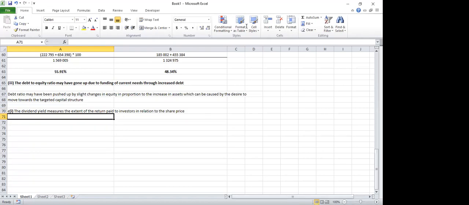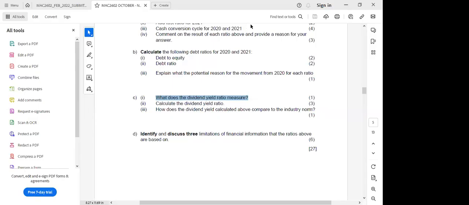Right. Then they said calculate the dividend yield ratio. Right. Our dividend yield is normally the dividend per share over the market price per share.